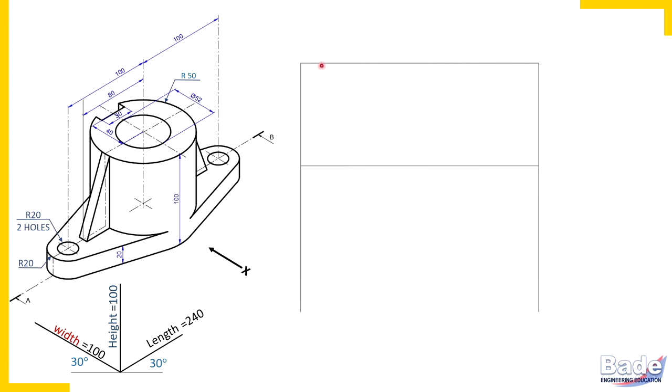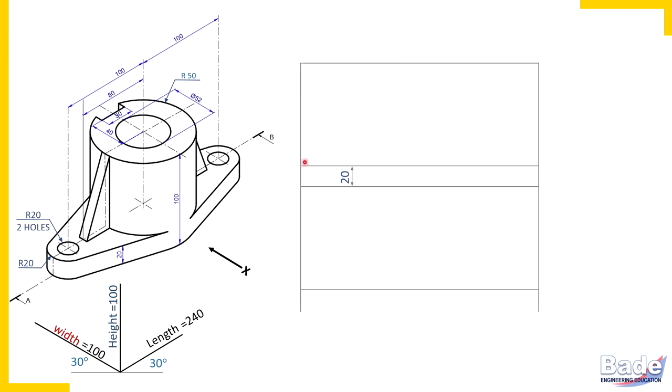This is rectangle. Length 240, height 100. Then length 240, we have projected for top view. Now leave some space between front view rectangle, top view rectangle, approximately 20 millimeters, and complete rectangle for top view. Which 2 dimensions you get in the top view? Length horizontal and width vertical. Width is 100. Which 2 dimensions you get in the front view? Length horizontal and height vertical.